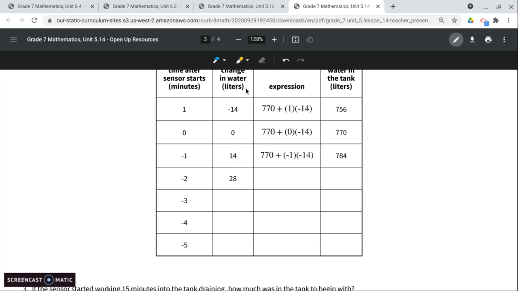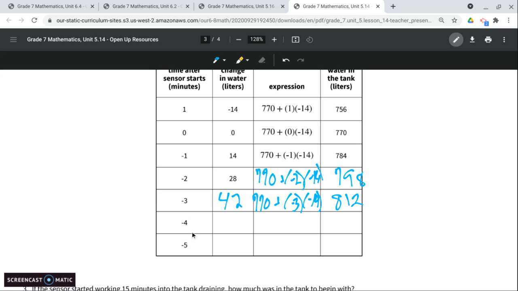Negative 2 times negative 14 is going to give us a positive 28, which will give us 798. For negative 3 times negative 14 is positive 42. So we have 770 plus negative 3 times negative 14, which is going to give us 812.